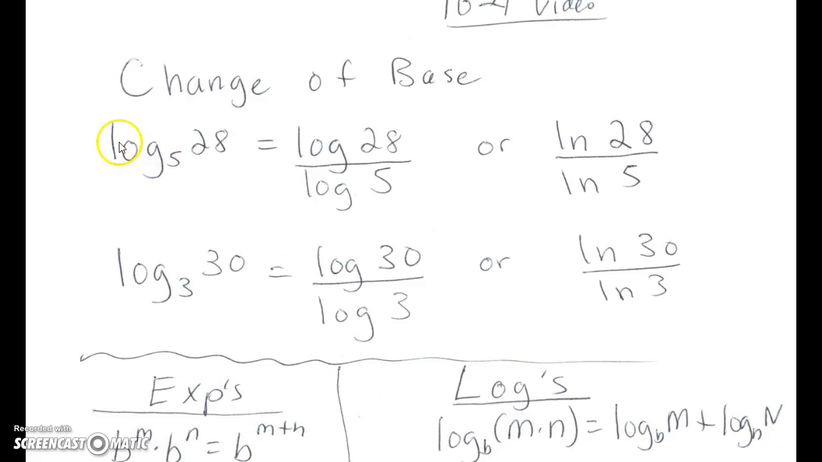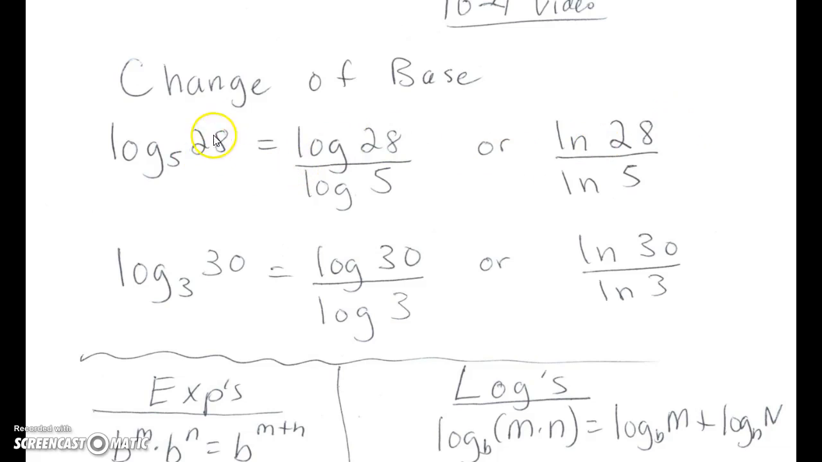If I want to convert log base 5 of 28, this is the exponent that 5 is raised to get 28. We know 5 squared is 25, so it's a little more than 2. We convert it into log base 10. Let's pretend, flashback in time, that our calculator only works in either common log or natural log.